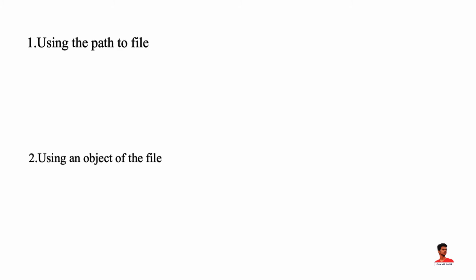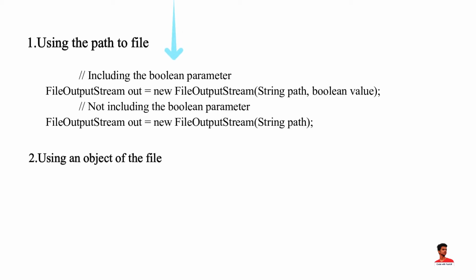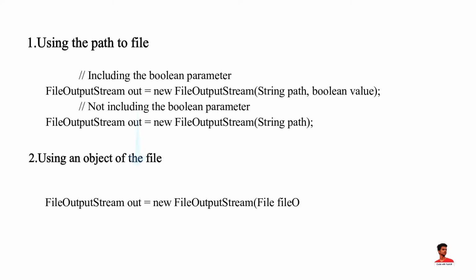Here, we have created an output stream that will be linked to the file specified by the path. Also, value is an optional boolean parameter. If it is set to true, the new data will be appended to the end of the existing data in the file. Otherwise, the new data overwrites the existing data in the file. We can also create an output stream using an object of the file. Here, we have created an output stream that will be linked to the file specified by the file object.